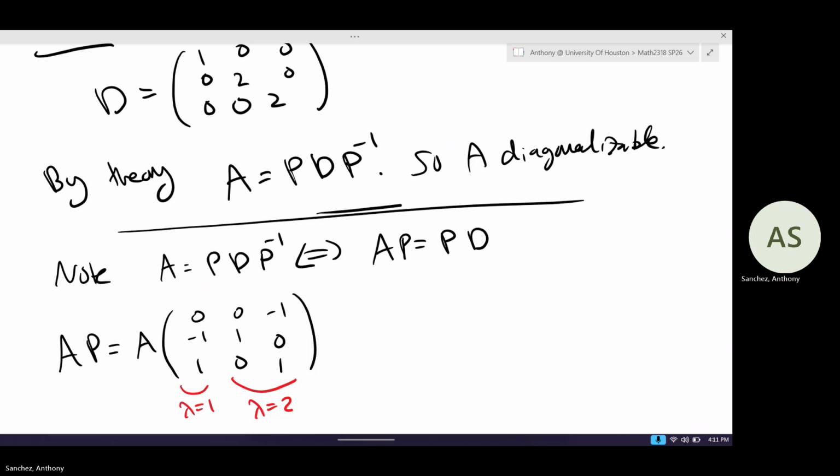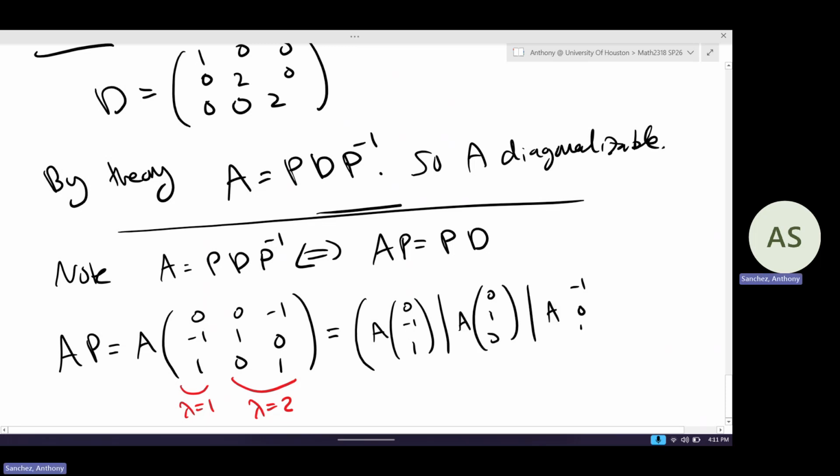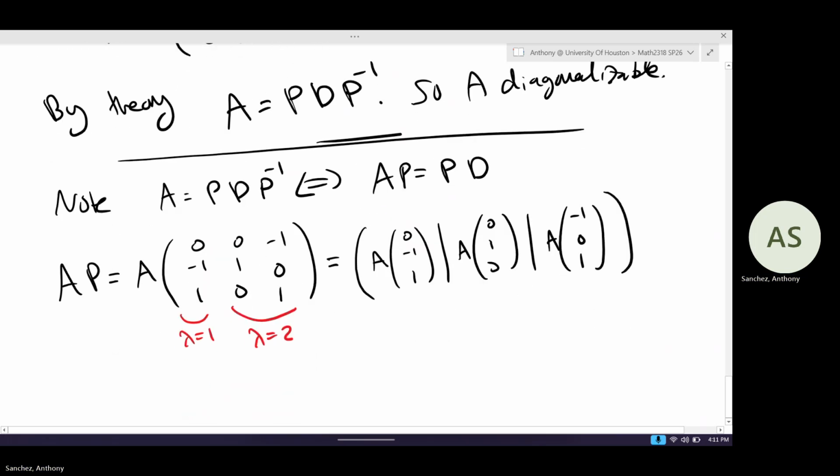All right. And now what I can do to compute this is construct a matrix that looks at A times (0, -1, 1), and then A times (0, 1, 0), and then A times (-1, 0, 1). But I constructed these vectors, this P, exactly because they're eigenvectors. So what does it mean for this thing to be an eigenvector with lambda is equal to 1? It means when I look at A times this vector, I better get just 1 times this vector. Okay, maybe I'll leave it like that.